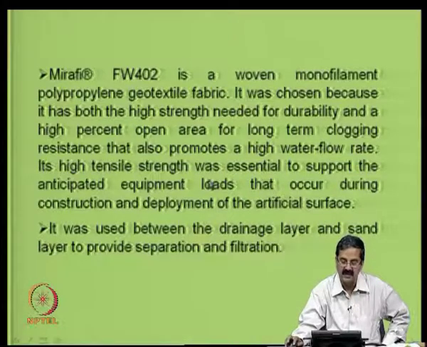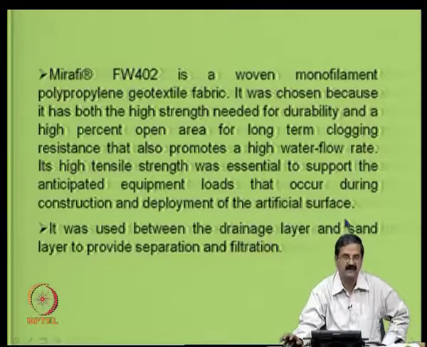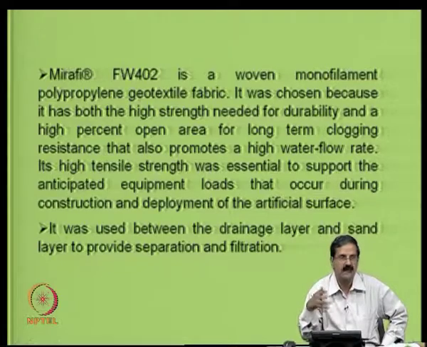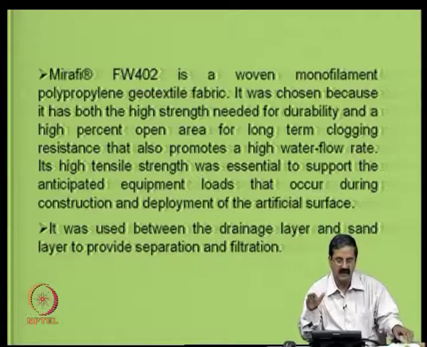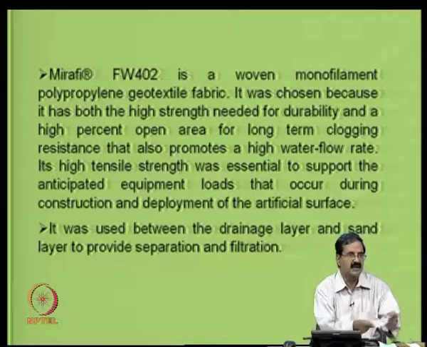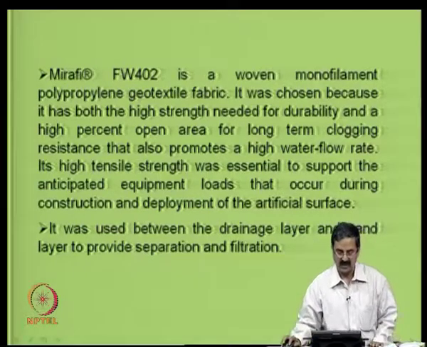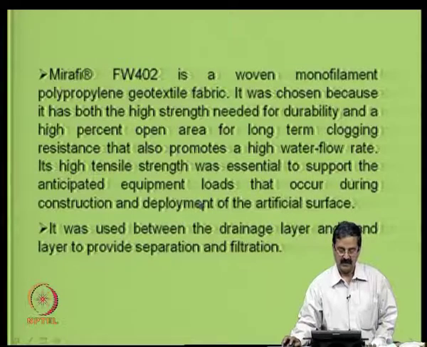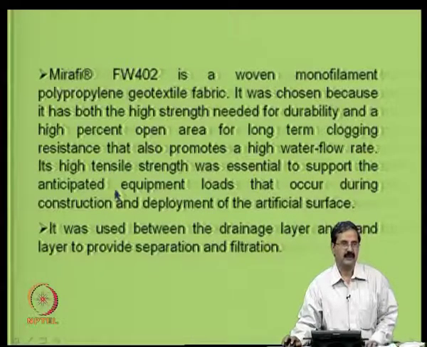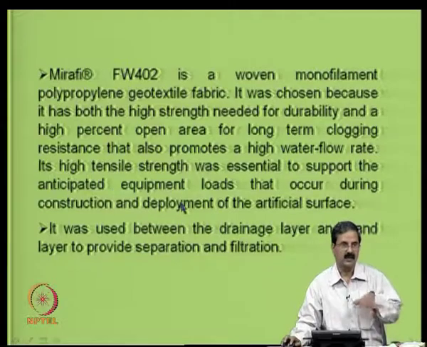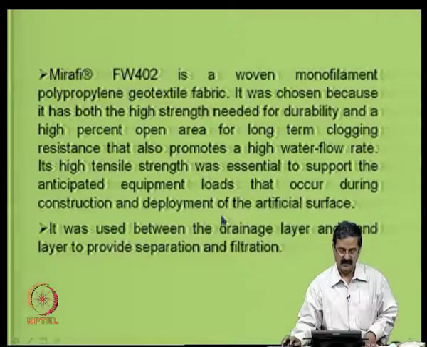Its high strength was essential to support the anticipated equipment loads that occur during construction and deployment of the artificial surface. In fact, they are trying to have a stadium where the artificial surface is being laid, and during construction there are some loads. So, the geotextile or a geogrid or whatever, that material should take care of the tension, must have enough tension to see that the loads during construction are taken care of. Plus, it should also provide for equipment loads, say if few people are playing and some equipment is rolling, one should have that strength.